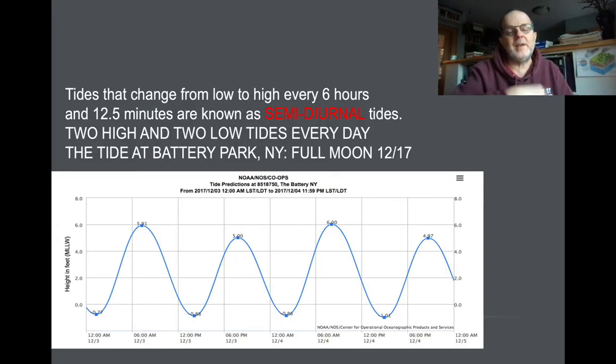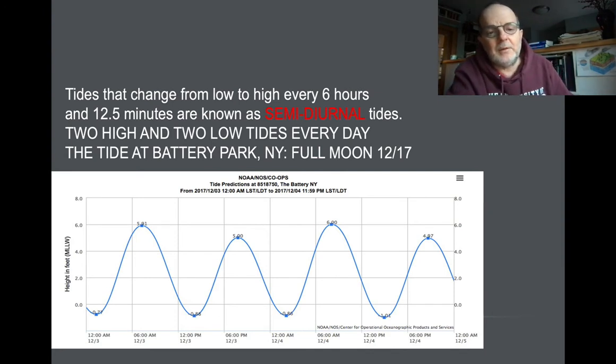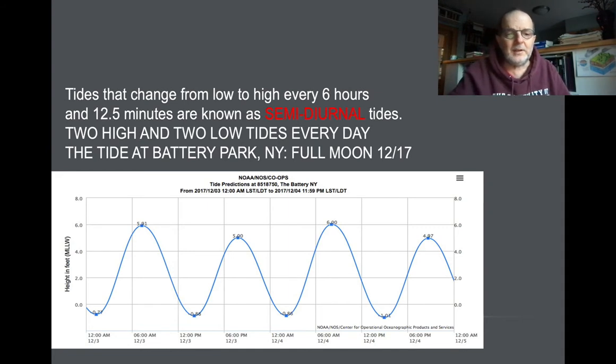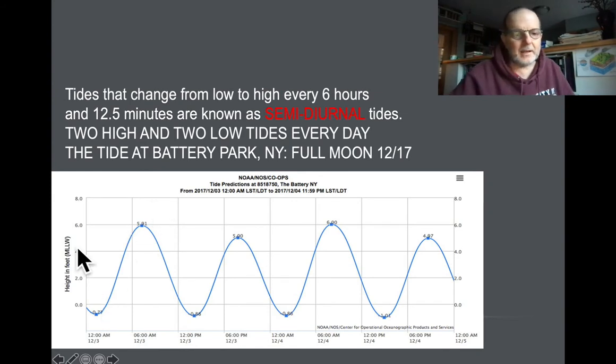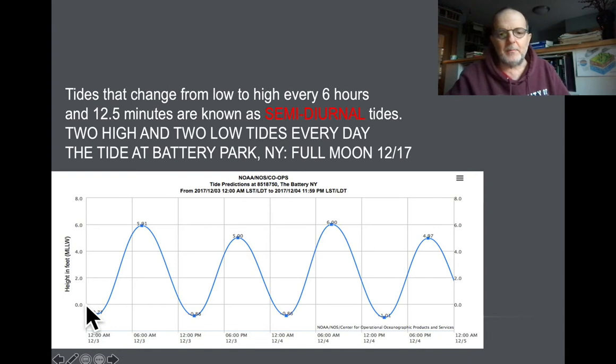So let's look at a semi-diurnal in New York City. This is the kind of tide we have. 2 highs and 2 lows in a given day, and you can see they're relatively similar, particularly the lows. They're all a little bit below what is called mean low water, or sea level here. They're a little bit lower than that, and then they go up about 4 to 6 feet at high tide, and this is called mean low water, right? That's what they're measuring from.